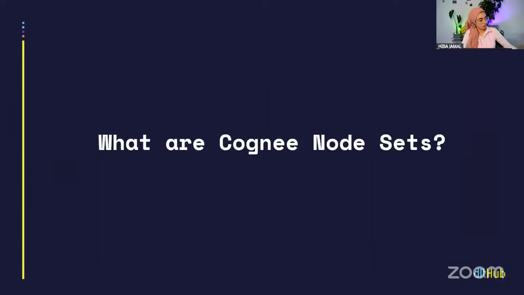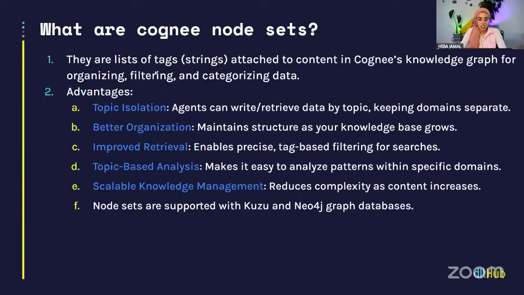So that's 5, cool. I think this is the last thing that we're going to go through before we jump into the demo. So what are Cognee node sets? We now know what a knowledge graph is. We will just look at one more theoretical piece, which is node sets.